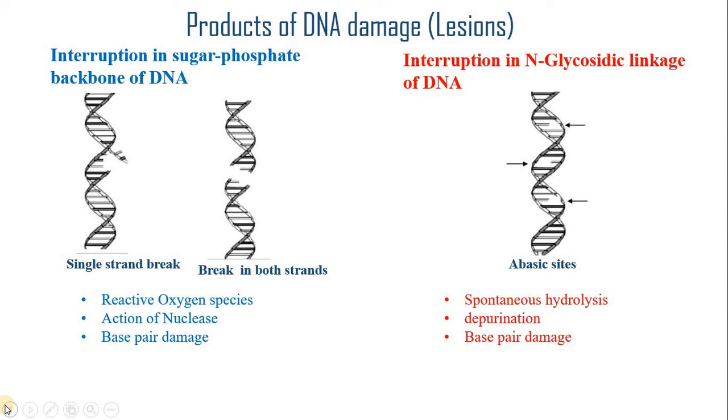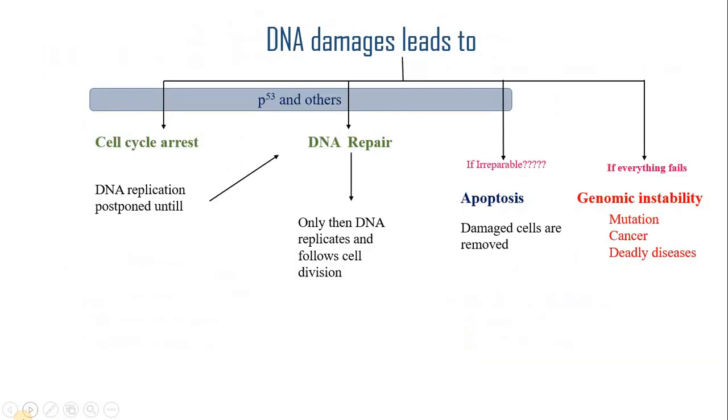In the same way, lesions can also be seen with reference to base pairing. These can lead to interruption in N-glycosidic linkages, which enable the bases to bind with the phosphate backbone in the DNA, and these interruptions are always spontaneous. Such interruptions are called depurination, or in common terms it can be called base damage.